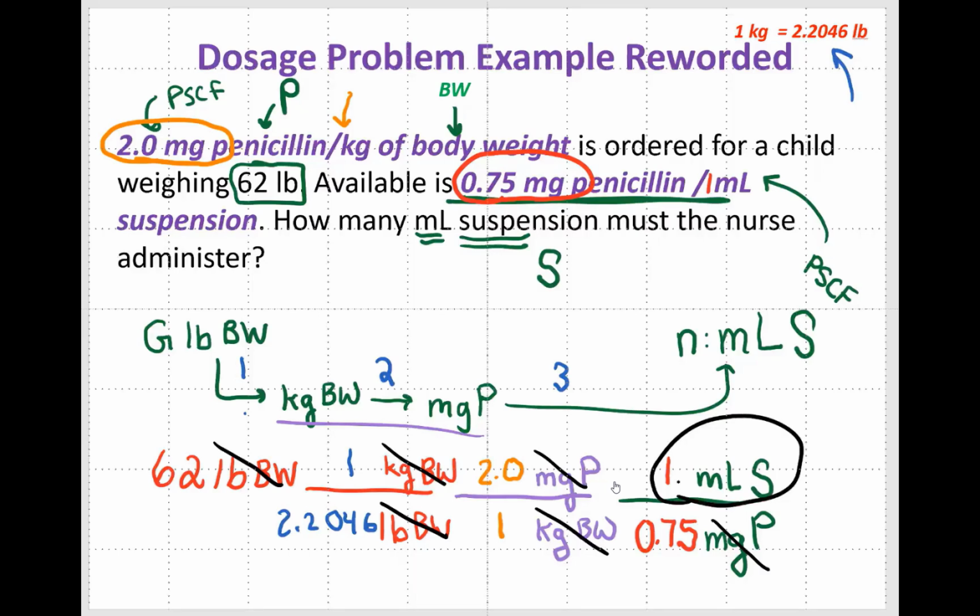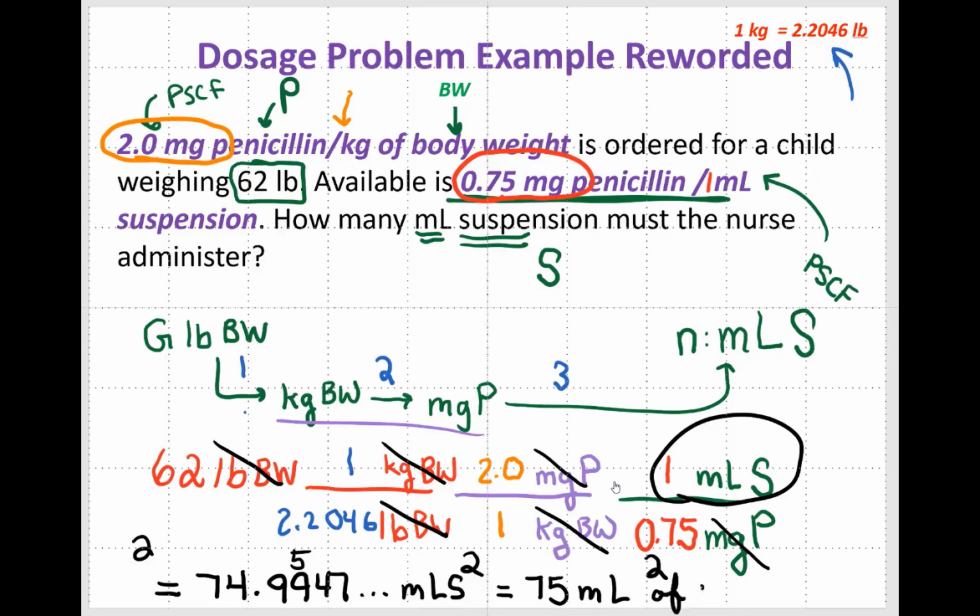We can go ahead and take a look at significant figures. Here we have 2, here we have 5, here we have 2, and here we have 2, so we'll round to 2 in the end. And we punch this in our calculator, and this equals 74.9947 milliliters of suspension, and then we'll round it, and that equals 75 milliliters of suspension. This is the last slide for this video.